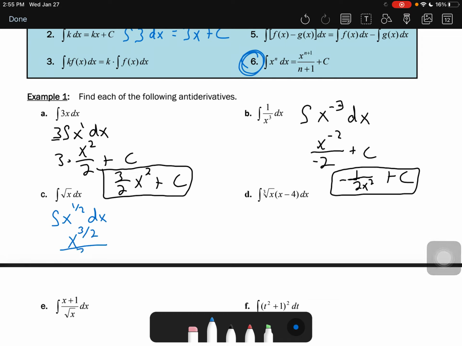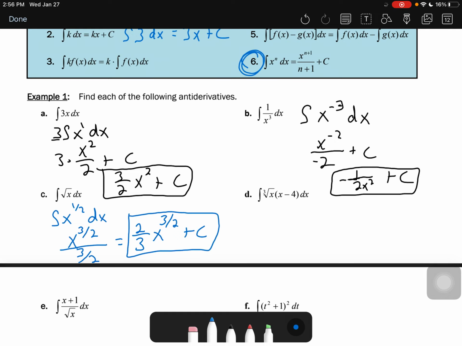Now this is kind of ugly to do, dividing by 3 halves, but when you divide by a fraction, it's equivalent to multiplying by its reciprocal. So instead of dividing by 3 over 2, I'm going to multiply by 2 over 3, so my coefficient is going to be 2/3. Hopefully that makes sense. If I'm dividing by 3 halves, it's the same as multiplying by 2/3, okay? So this is going to be 2/3 x to the 3 halves, and I'm going to put a plus c after it.